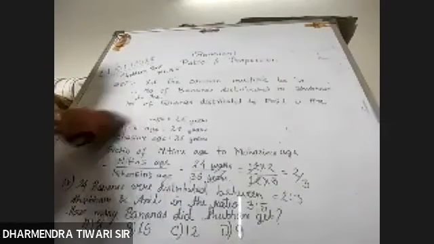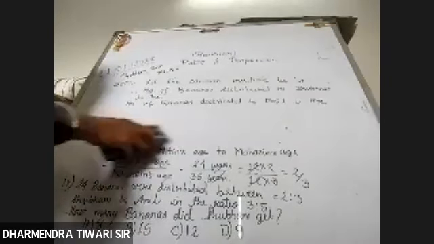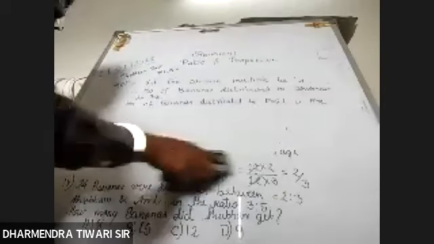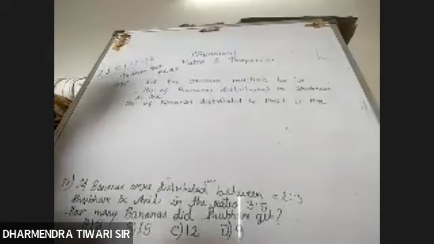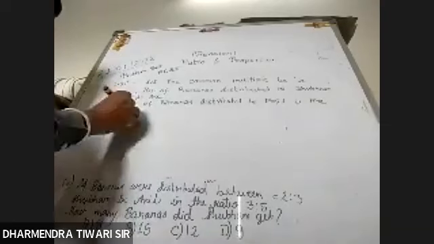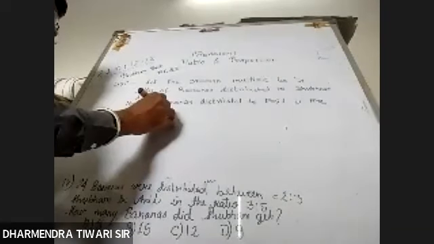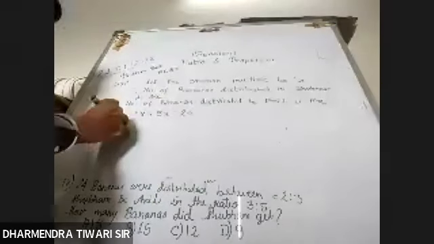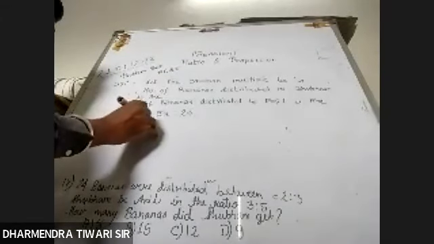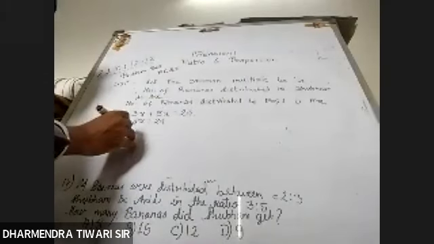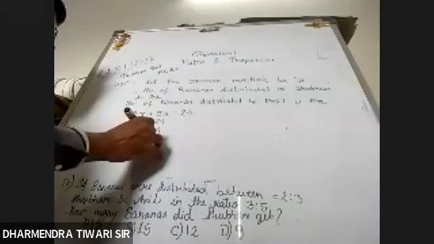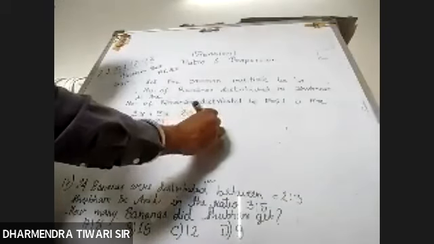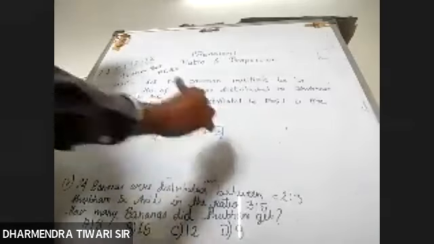Therefore, according to the given condition, the total bananas distributed to them is 24. So the combination of both will give me 24. Therefore, 3x plus 5x, which is 8x, is equal to 24. So x is equal to 24 divided by 8, because taking 8 to that side it takes the form of division. We got the value of x as 3.